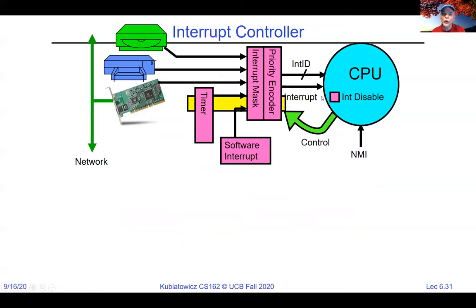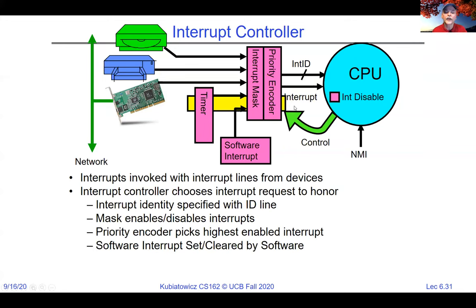So a typical CPU has a bunch of devices that are all connected via interrupt lines to an interrupt controller. And that interrupt controller goes through an interrupt mask, which lets us disable interrupts. And then that goes through an encoder and tells the CPU to stop what it's doing to handle an interrupt. So for instance, if something comes off the network, that'll generate an interrupt, which will interrupt the CPU, and the CPU will go off and do the network interrupt. So interrupts are invoked with interrupt lines from devices. The controller chooses which interrupt request to honor. The operating system can mask out ones that it's currently dealing with. There's a priority encoder that lets us pick the highest priority ones.